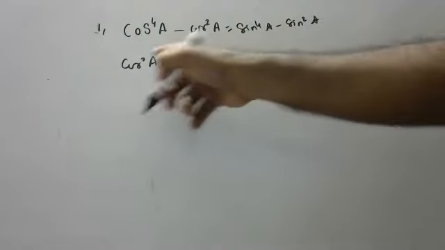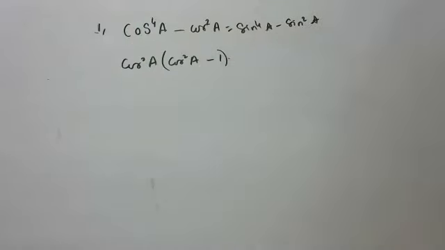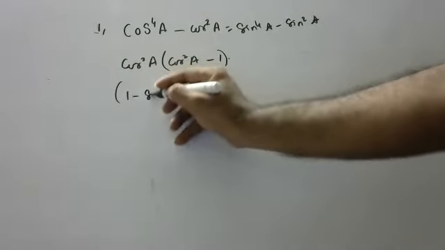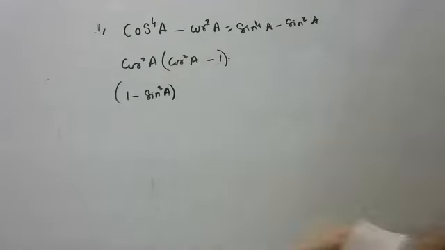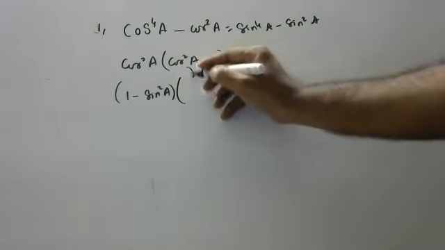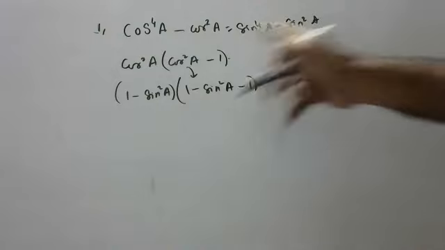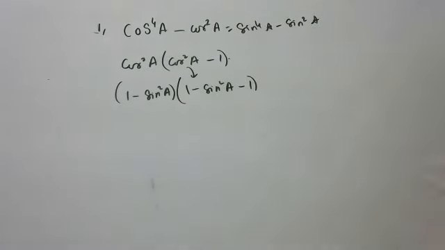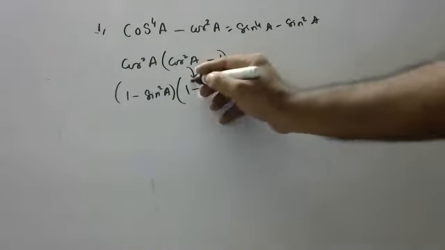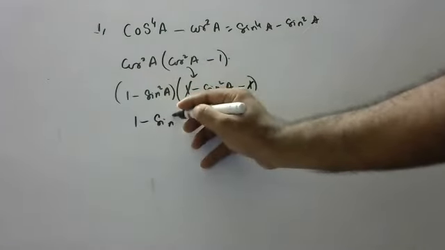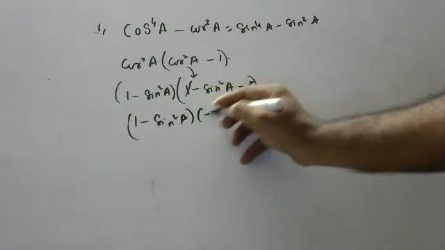Why, children? Cos square into cos square, cos 4. Can anyone say what is cos square, children? 1 minus sine square. Cos square is 1 minus sine square. Why am I writing this? Because everything is in sine. I am removing all cos and putting all sines. This cos square also 1 minus sine square. Plus 1 minus 1 gone. So 1 minus sine square A into minus sine square A.